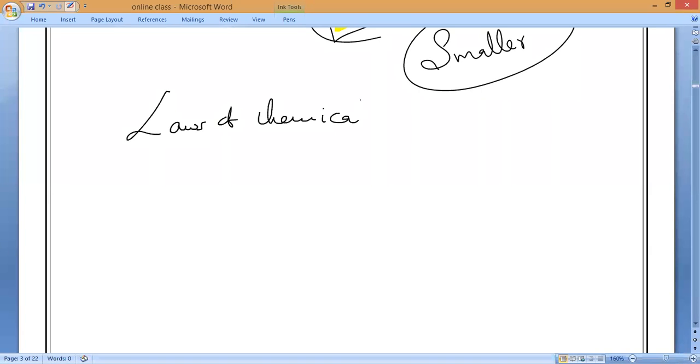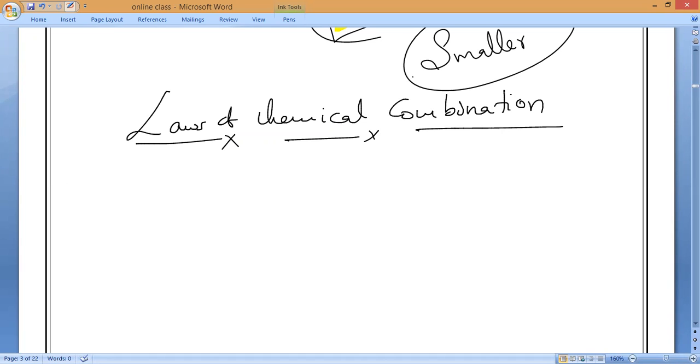In class 9th you will have only two laws, but if you go to class 11, you will study one more law along with these two. That is totally the laws of chemical combination. How many laws, guys? Now class 9th two and class 11th one. So totally three laws will become the laws of chemical combination.